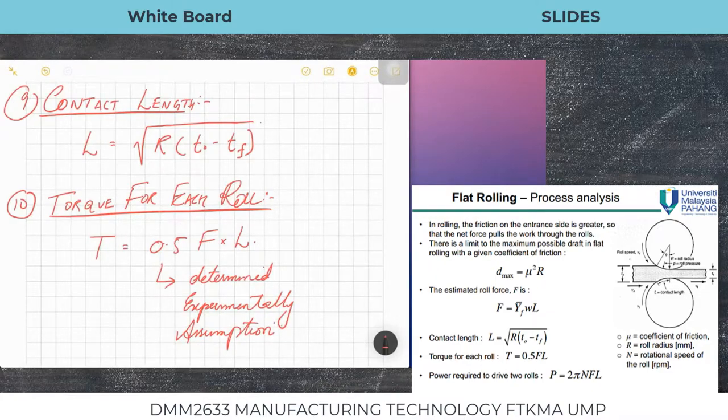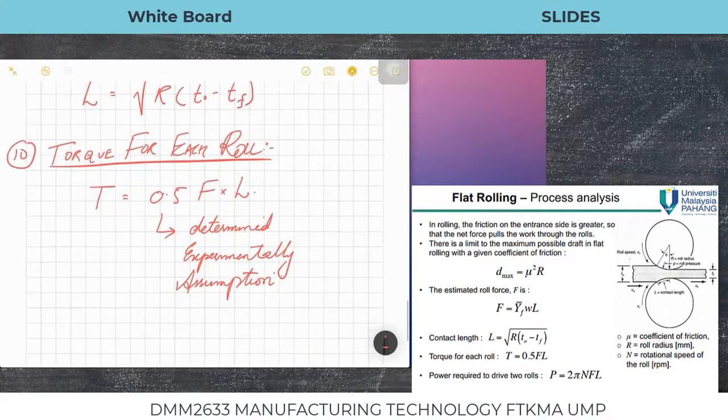Now to apply torque, I need to apply power on the motors. I need to supply power so that it gives torque. When it gives torque, then it gives the average estimated roll force. When it gives estimated roll force on a certain area, then I get the flow stress. When I get the flow stress, then I can reduce my thickness from initial to final, and then I can get my maximum possible draft.